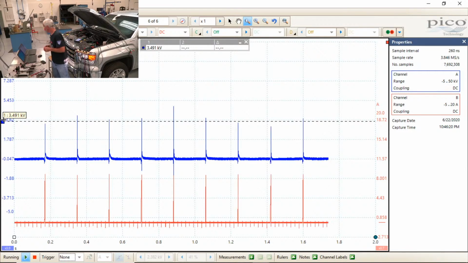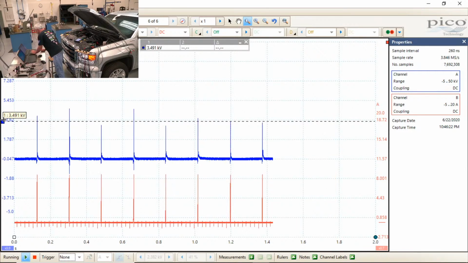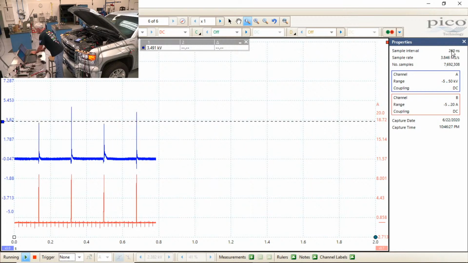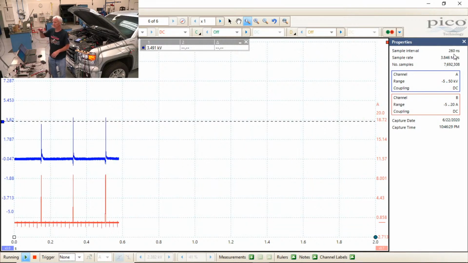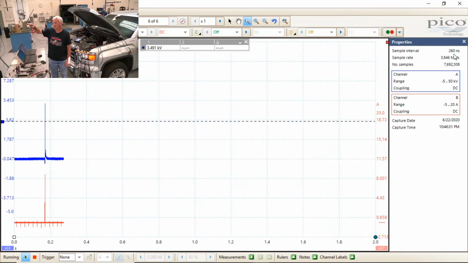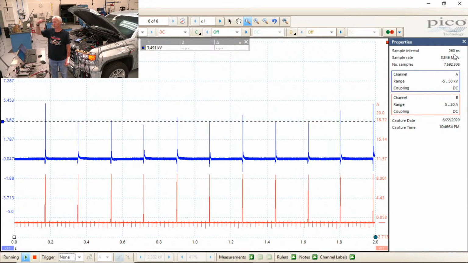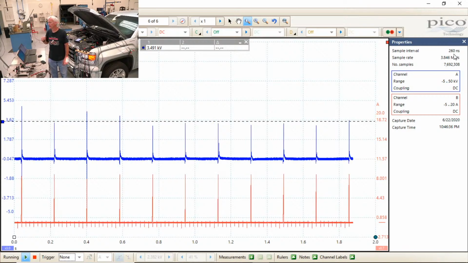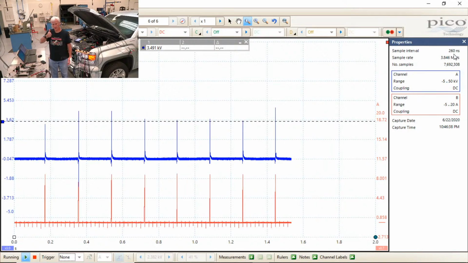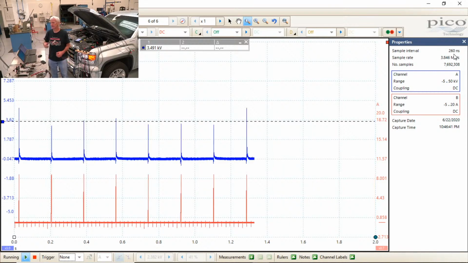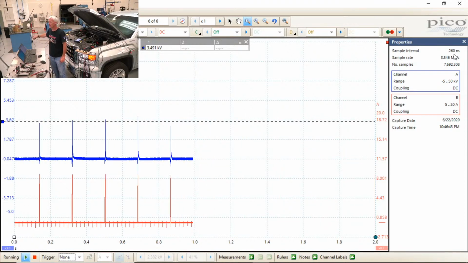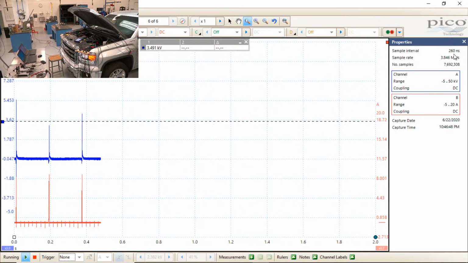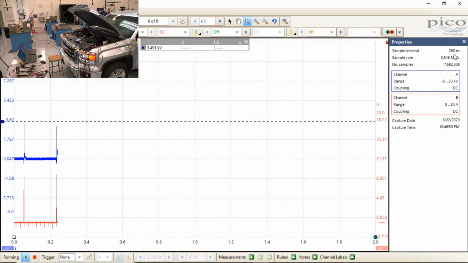Let me make sure my sampling's up high. Yeah, it is. See over here on the side where it's a sample interval, 260 nanoseconds. If you're checking the voltage, you want to make sure you're at least 1 microsecond per sample or faster. And here I'm at a 1/4 microsecond per sample, so that's beneficial. And you can see all that on the properties side. So I'm going to shut it off and do a wide open throttle, clear flood crank.